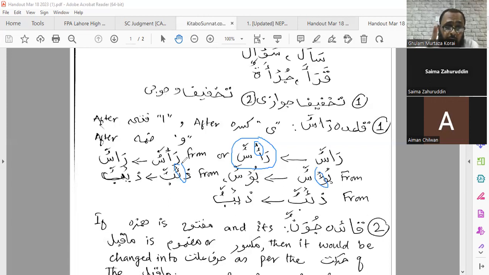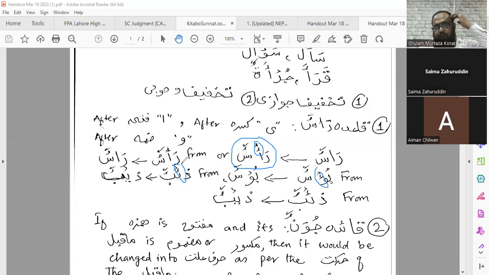Yes, sir. Now it is permissible to change the hamza into a harf illat as per the harakat of ma qabl. I repeat, in such a situation, it is permissible to change hamza, that is sakin, into harf illat. Harf illat may be alif, ya, or waw, as per the harakat of the ma qabl.